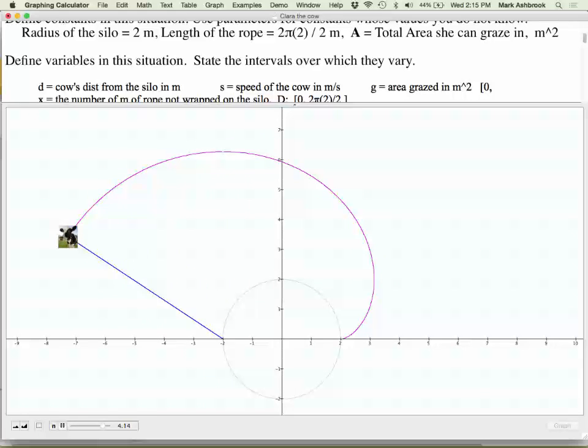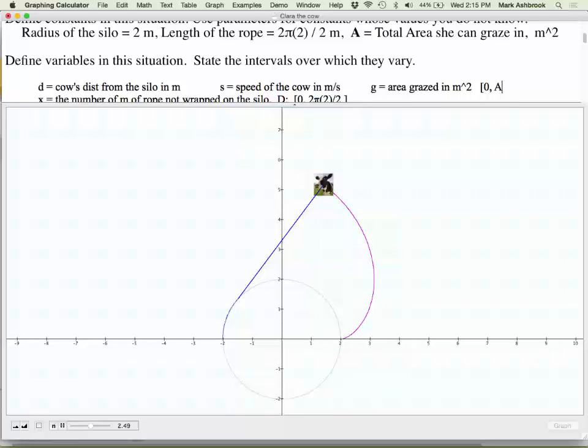Zero to what? You can do it. Why? Because we defined that parameter for the maximum grazing area. We defined capital A as the total amount that could be grazed, so that's the maximum area that could be grazed. We defined A as a parameter, so now we can use it to define our domain.